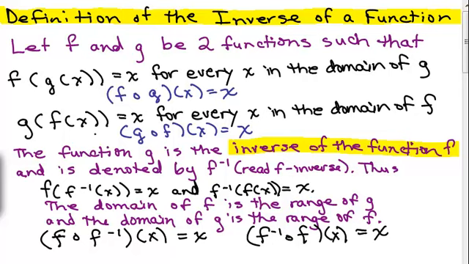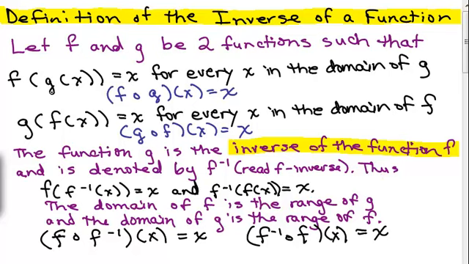But if this is true, then the function g is called the inverse of the function f, and we denote it by f with this little -1, which is not an exponent. f is not a variable, f is a function, and we read this as f inverse. So make sure you understand when you see this f with a little -1, it is not 1 over f. It means f inverse.